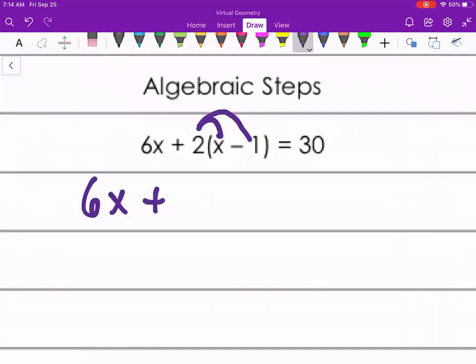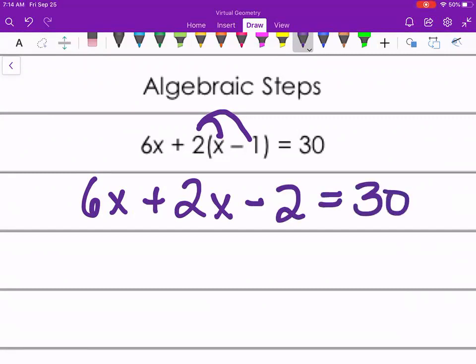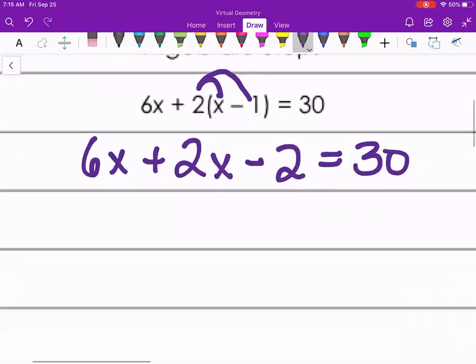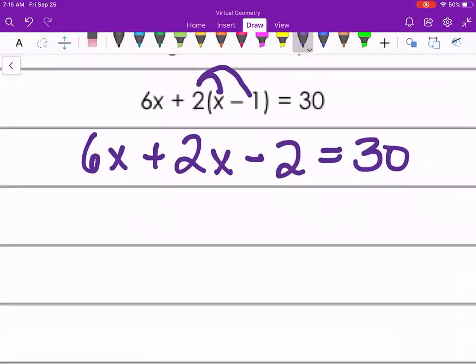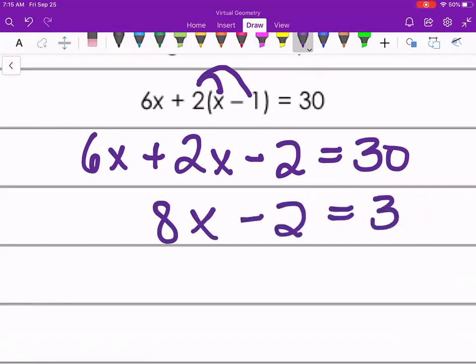6x plus, now we distribute 2 times x, 2 times negative 1 is equal to 30. And let's keep going. Now we can combine our like terms. So 6x and 2x is 8x minus 2 equal to 30. Notice I'm putting each level of my equation in a different row.